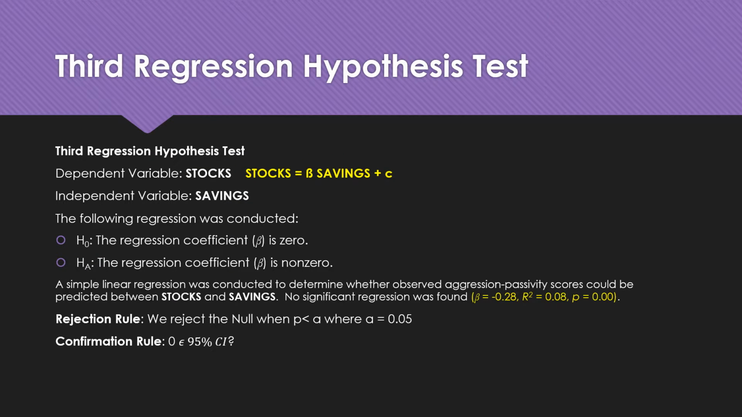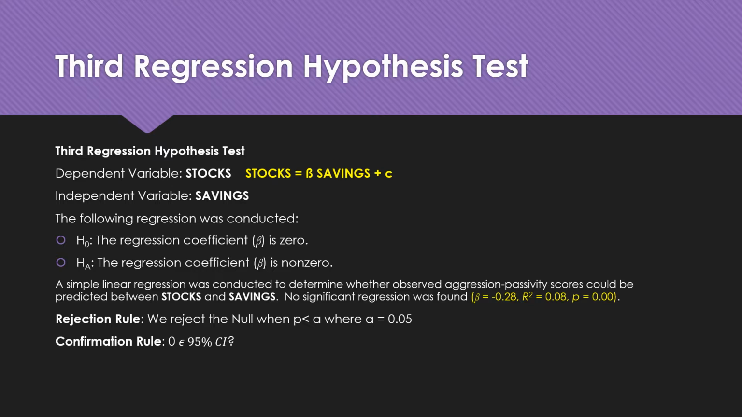We are on the third regression hypothesis test. This is the final test. In this test, stocks is the dependent variable and savings is the independent variable. We're trying to find out which one matters. We state the null and alternative regression.